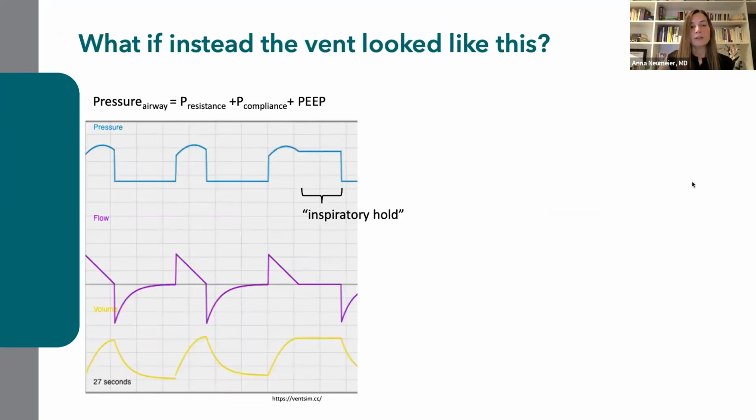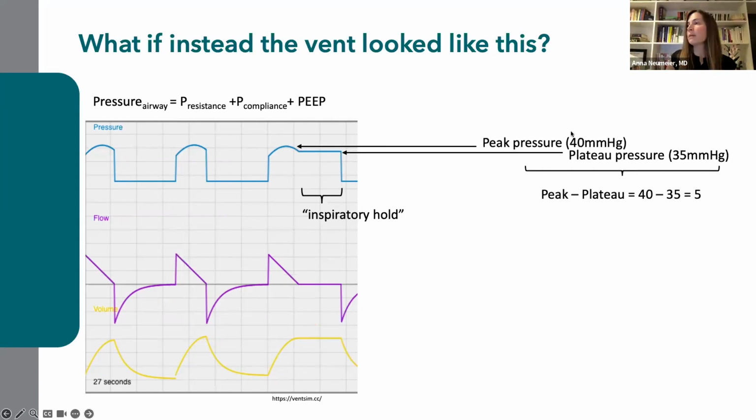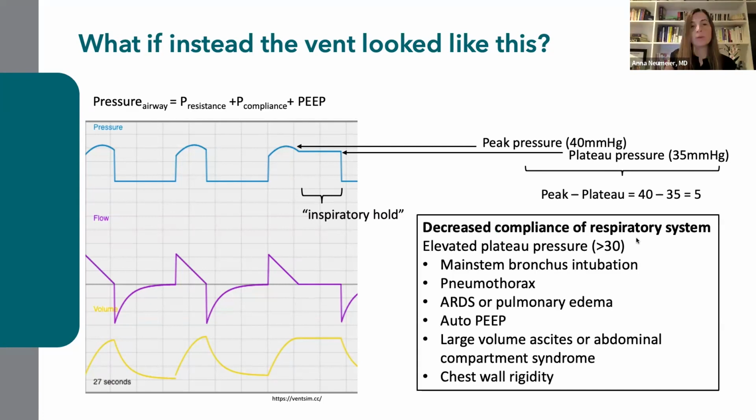What if the ventilator looked like this? Meaning there's a high peak airway pressure alarm, an inspiratory hold is performed, and the peak airway pressure, while high, is 40. The plateau is 35, meaning the greatest contribution to those high airway pressures is your plateau pressure. Remember, high plateau pressure suggests a compliance issue.